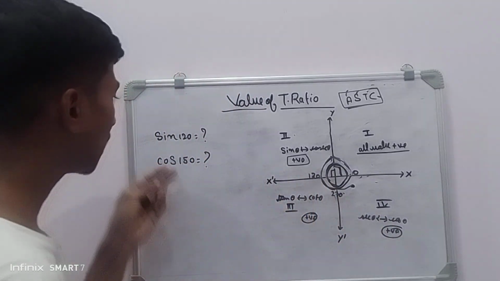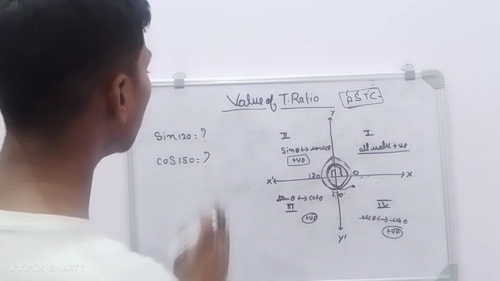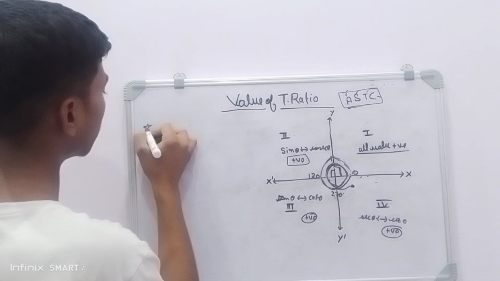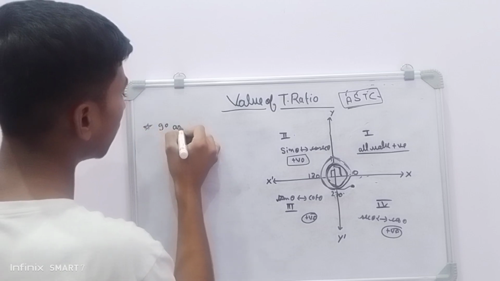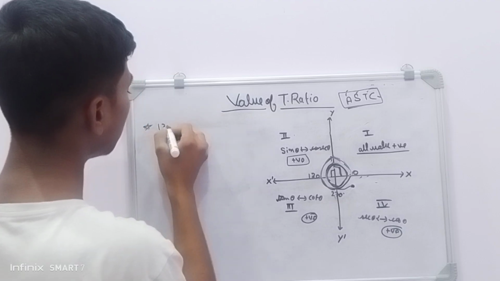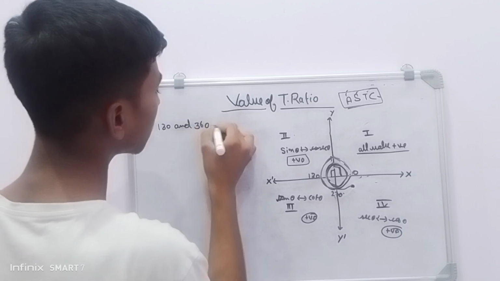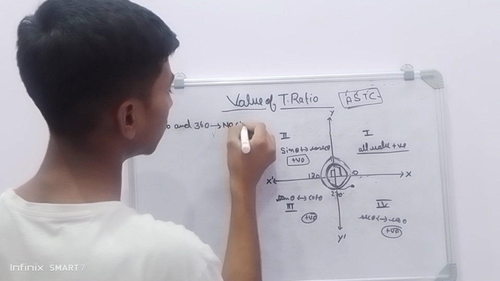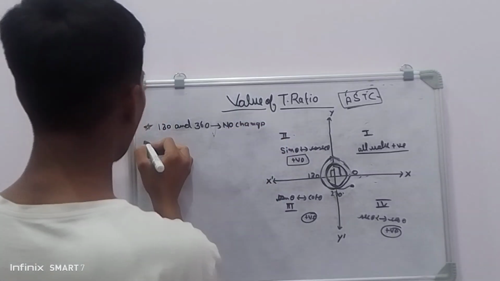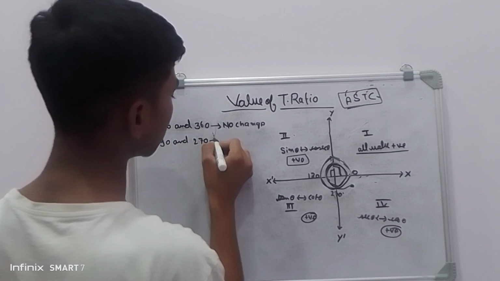After watching this video, you will be able to find such values as sine 120. Before this, just remember two concepts only. In 180 and 360, there is no change. Just remember, no change. What is changing and not changing, I am going to explain, just wait for a while. And in 90 and 270, there are changes.